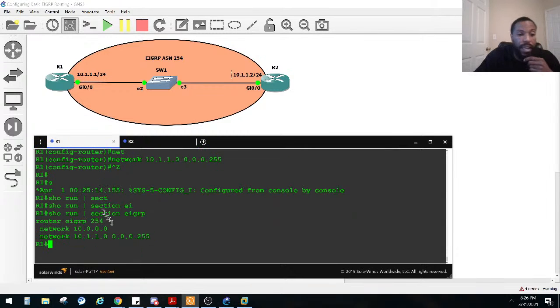And there it is. So now we're doing that network and this network. We would have to get rid of this network statement here. Would that make any sense? Or we could just leave it at 10.0 because that falls into that network as well. Y'all with me so far?